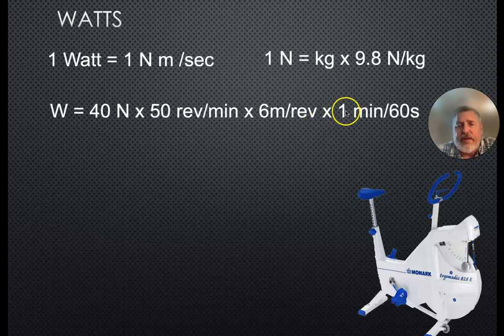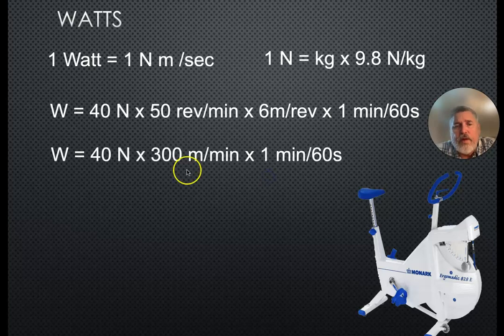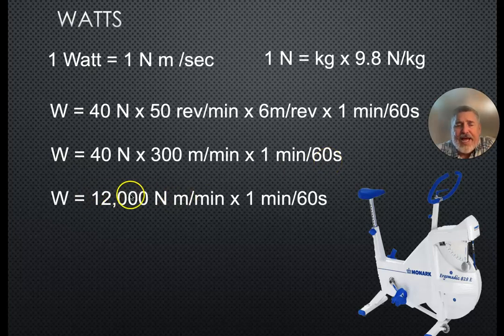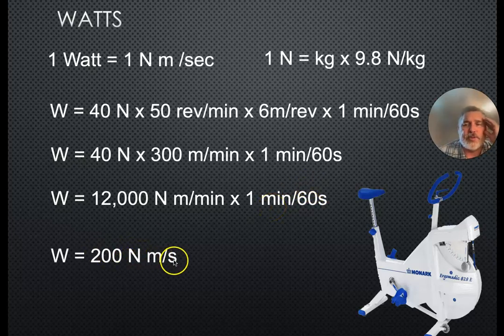Then to convert, we know that there's 60 seconds in 1 minute. So 40 newtons times 300 meters per minute. How did I get that? 50 revolutions per minute times 6 meters per revolution. Revolutions cancel out, so I have 300 meters per minute. And then I multiply that by 1 minute per 60 seconds. I get 12,000 Newton meters per minute, and then I divide by 60 seconds and get 200 Newton meters per second.